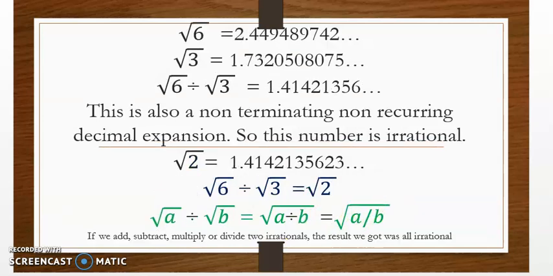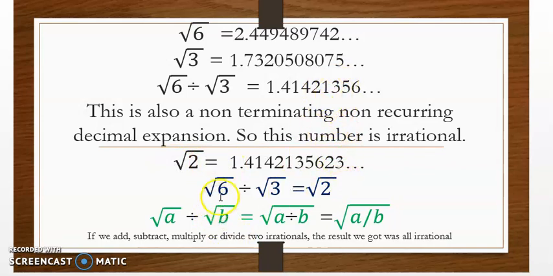Okay, next we try division. So when we divide, I'm taking root 6 and root 3. Upon dividing these two numbers using a calculator, we get root 6 by root 3 is 1.4142. This is a non-terminating, non-recurring decimal expansion, so this is an irrational number. If we check the value of root 2, we can see that it matches the value.